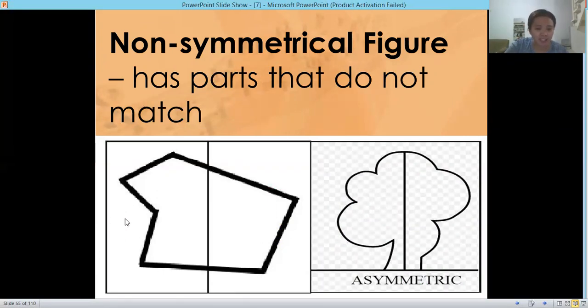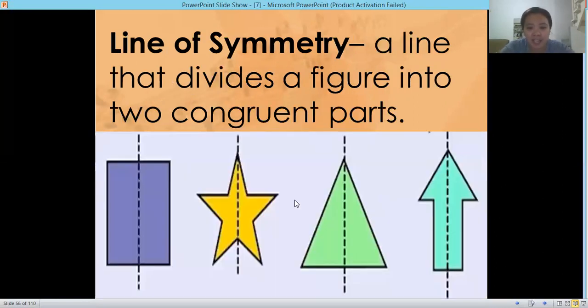Let's try cutting it here like this. Still, they do not match. Okay po, also this one. So these are non-symmetrical figures. Okay, and the line there is what you call a line of symmetry. A line of symmetry is a line that divides a figure into 2 congruent parts.